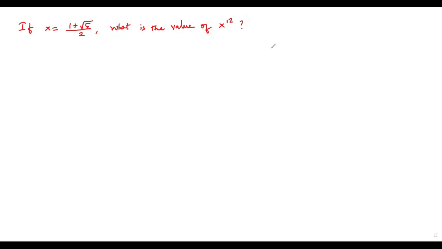Here we have an Olympiad math problem. Okay, let's go to the question. If x equals (1 + √5)/2, what is the value of x to the 12th power? Here we have the value of x, that is (1 + √5)/2, and we have to get the value of x raised to the power of 12.